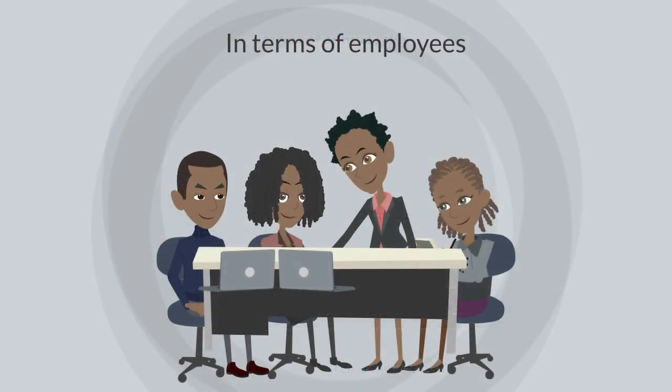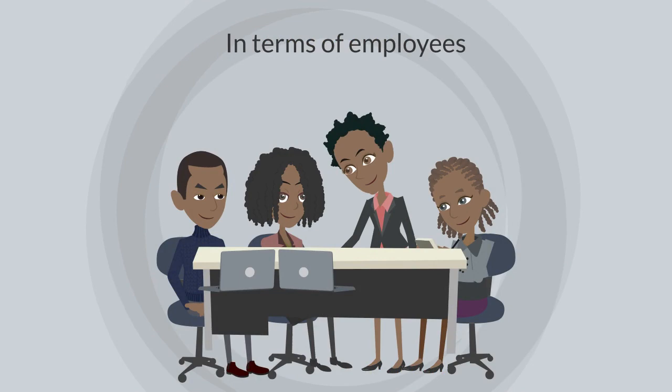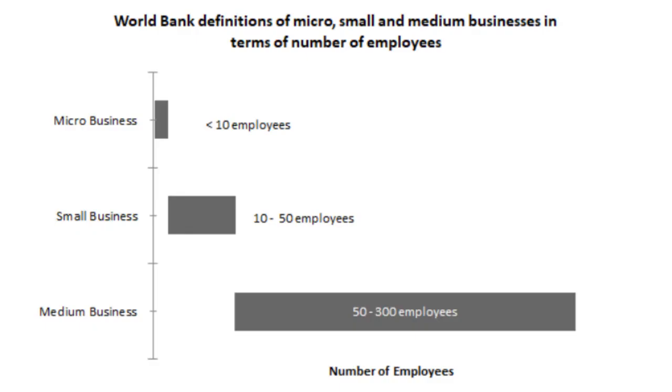In terms of employees, SMEs are classified as follows. Micro businesses have less than 10 employees. Small businesses have between 10 to 50 employees, and medium businesses have 50 to 300 employees.